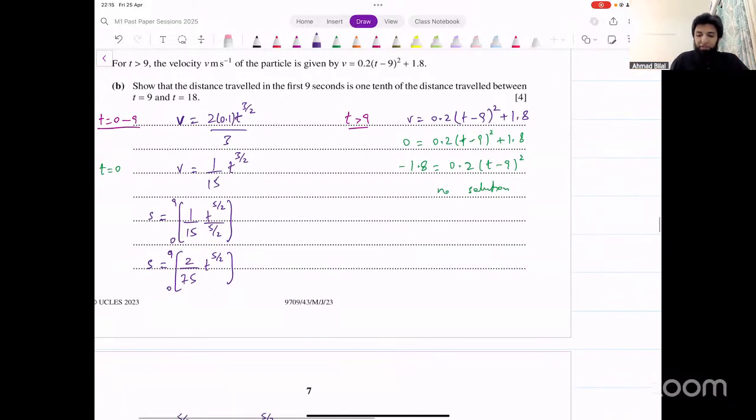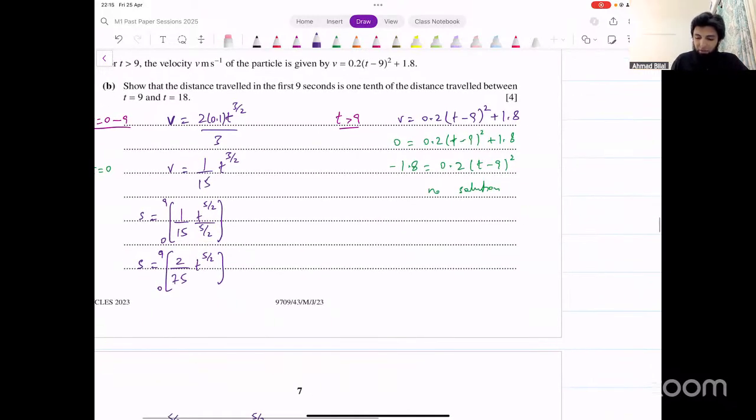So again, we just integrate this part as well now. What's the velocity function? The velocity function is 0.2 into t minus 9 raised to power 2 plus 1.8. Integrate this. 0.2 remains as it is. Add 1 to the power. So t minus 9 raised to power 3. Divide by the new power. Divide by the derivative of t, which is 1. Integration of 1.8, that's 1.8 times t. Input limits from what? 9 to 18. Okay, so 9 to 18. These are the end limits that you input here.